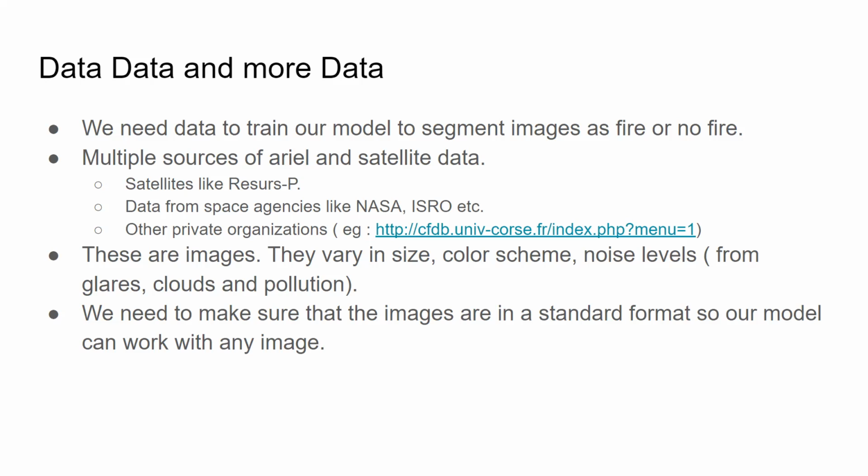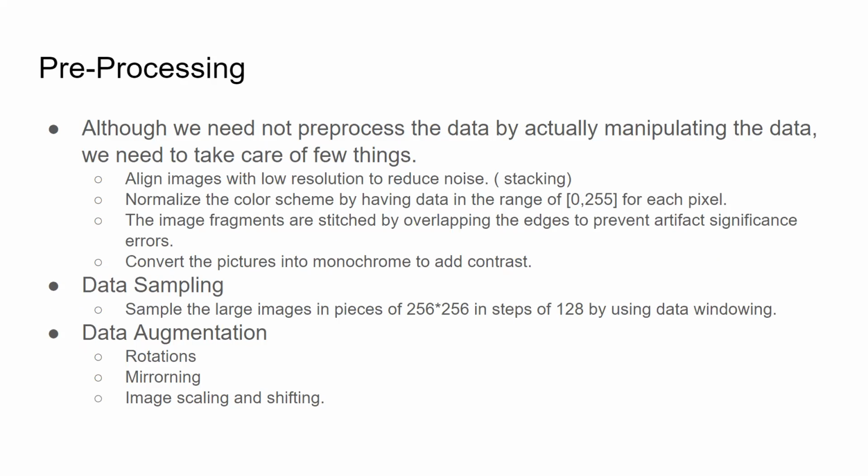But because we are using data from various sources, obviously there is going to be some sort of variation in them. They can change in size, color, and some of them could actually be really noisy. So we need to get all of this into a standard format, work on how to reduce noise, and then we can feed this data into our training model. But again, we do not need to pre-process this data heavily because we do not need to manipulate the data in terms of its sense, basically.